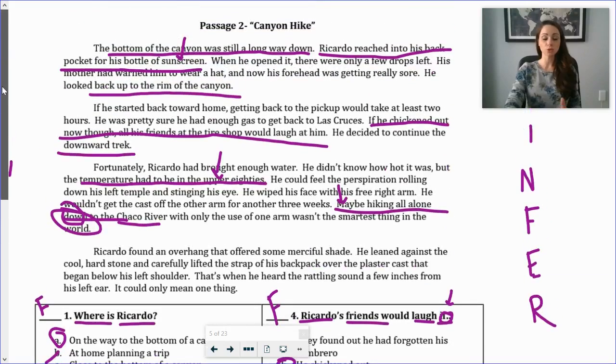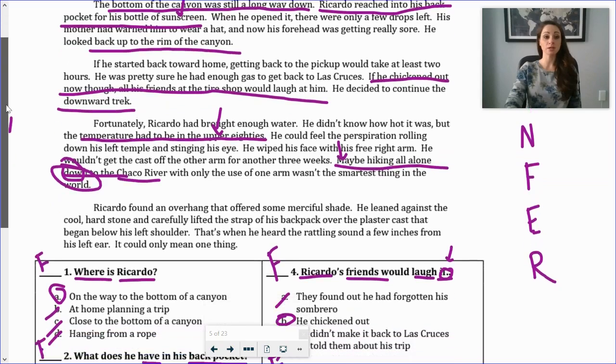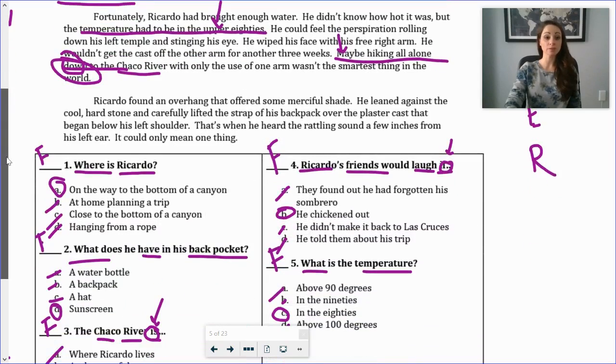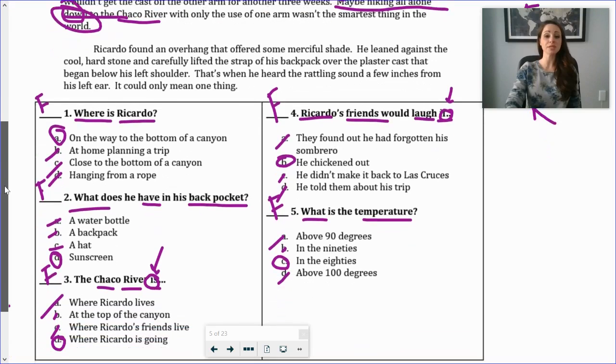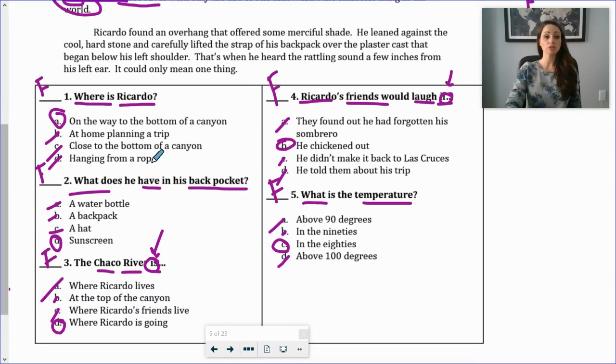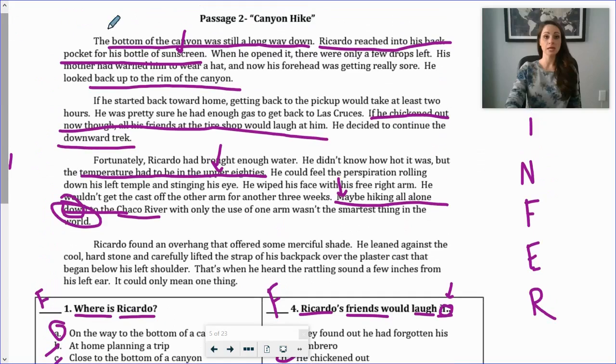So these are the clues I underlined. Hopefully you underlined the same clues to help you answer the questions. After I found the clues and explored supporting details, I returned to my questions. And these were the answers that I came up with. Where is Ricardo? On the way to the bottom of a canyon. And I knew it was A because this very first sentence had bottom of the canyon was still a long way down. And then here it said downward trek. And then here it says hiking all alone down to the Chaco River.